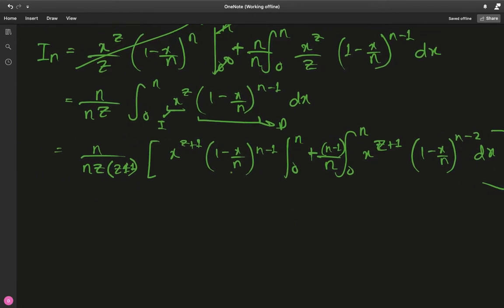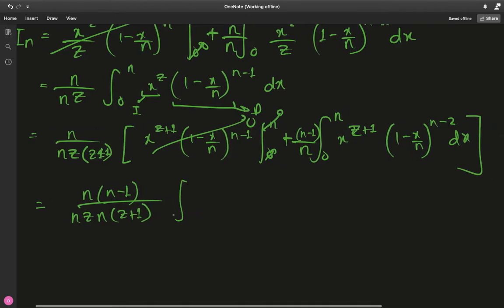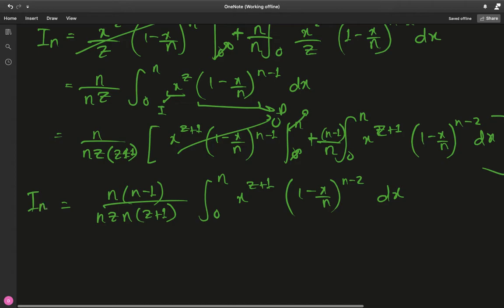So now again if you plug in n in this expression, this will go to 0, and even for 0 because of this external x to the z plus 1 it will go to 0, making this entire term go to 0. So all we are left with is n times this n minus 1 factor divided by nz times this n times this z plus 1 that we had, and integral from 0 to n of x to the z plus 1 times 1 minus x over n to the n minus 2 dx. That is indeed your I sub n expression.